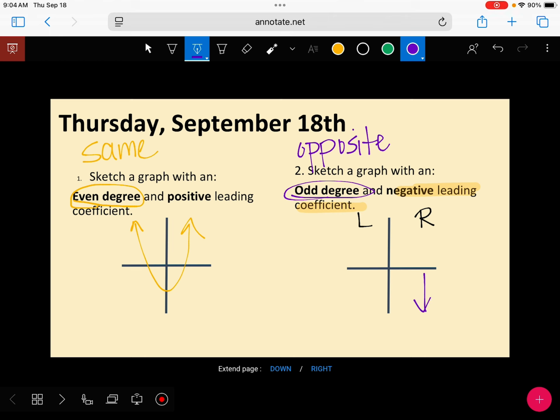And that means what is it going to do on the left? Is it going to do the same or opposite? Opposite. It has to go up. And you just need to connect those two arrows. It's up to you how many loop-de-loops happen in between. You can do a whole lot of loopy-loops, or you can do no loopy-loops. They just need to come together. Any questions?